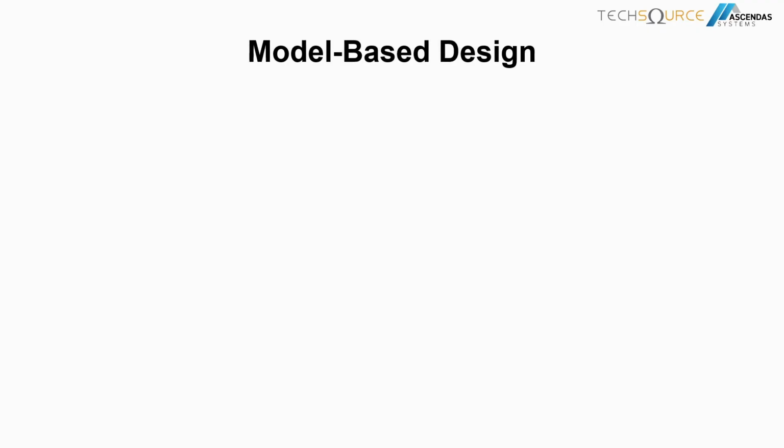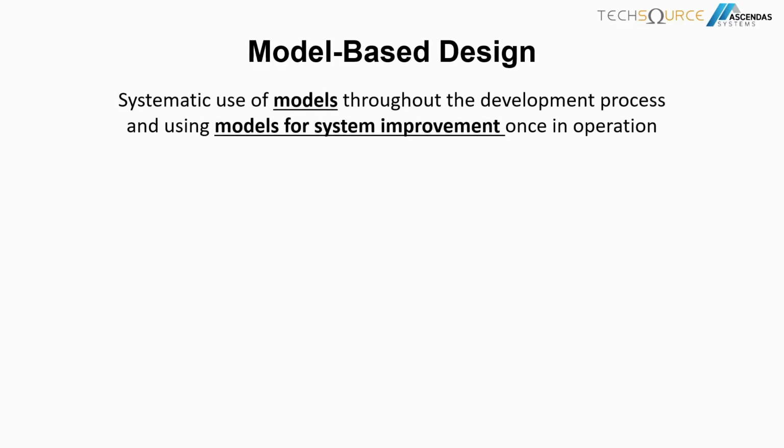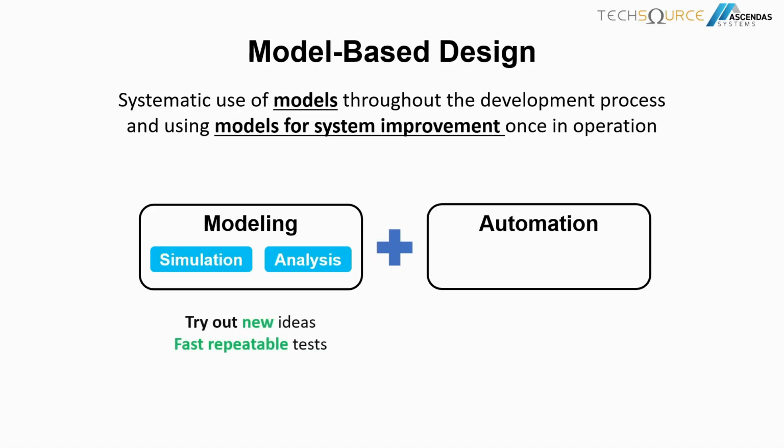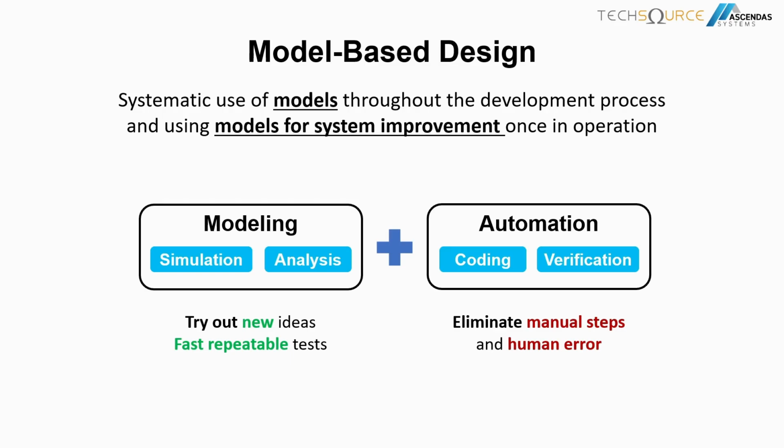We describe model-based design as the systematic use of models throughout the development process, and there are two major components. The first one is modeling, followed by automation. Modeling with simulation and analysis to try out new ideas and give you fast, repeatable tests, and automation of coding and verification to take out manual steps and reduce human error.